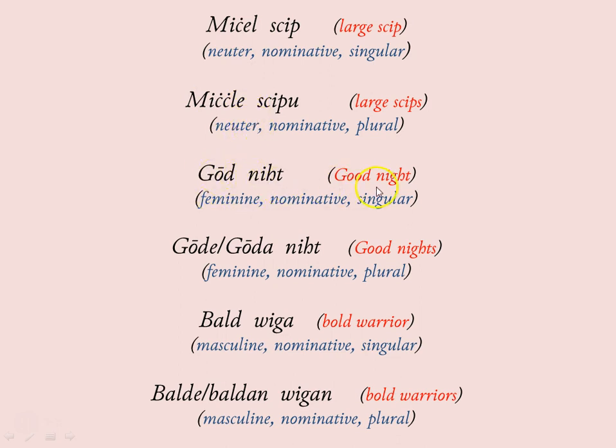Gold niht, good night. Night is the noun, and it's a feminine noun, and so gold must be feminine, nominative and singular. Good nights, as in enjoyable nights, goda nihta. Same thing again for nights, for the plural, but still in the nominative and feminine. So the plural case for good becomes golda in the feminine, or goda.